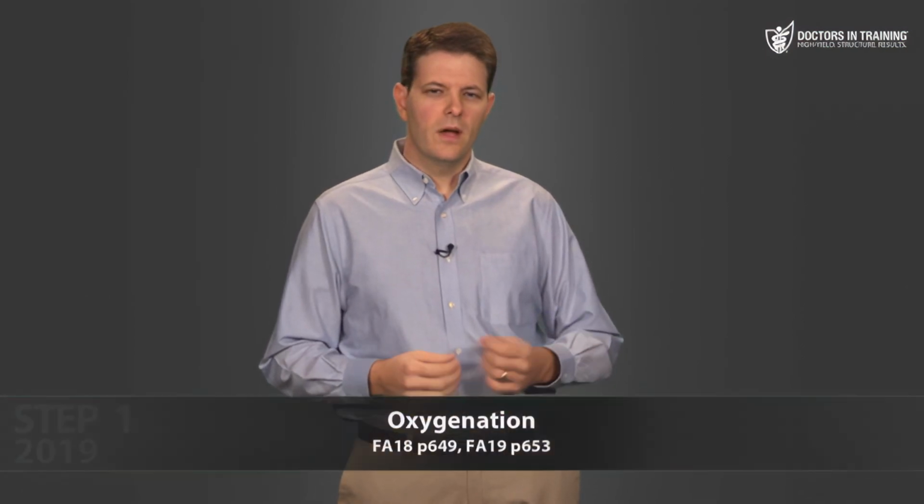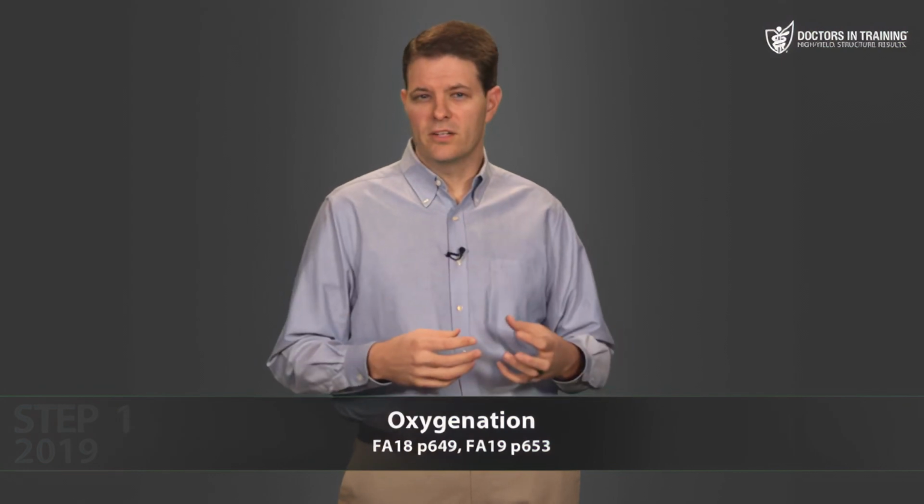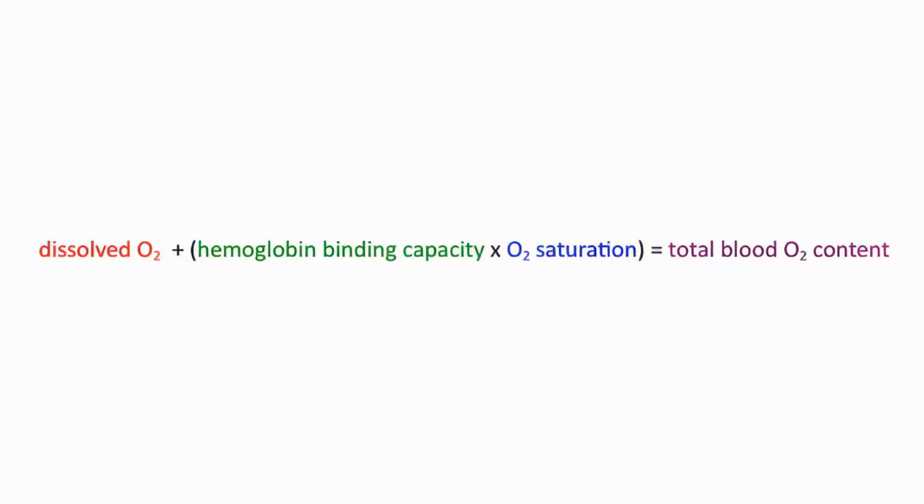In this video, we're going to talk about oxygenation. We've covered the structure of hemoglobin and how that affects oxygen binding, but there's a little more to it than that. The oxygen content of the blood includes both the oxygen bound to hemoglobin plus the oxygen that's dissolved in the blood. Basically, if you add the dissolved oxygen to the hemoglobin binding capacity times the oxygen saturation, that would give you the total blood oxygen content. That's more of a conceptual thing than an equation you need to memorize. It's just not something we use clinically.